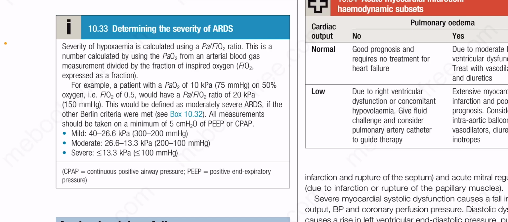Mild: 40 to 26.6 kilopascal, 300 to 200 millimeter mercury. Moderate: 26.6 to 13.3 kilopascal, 200 to 100 millimeter mercury. Severe: less than 13.3 kilopascal or less than 100 millimeter mercury.